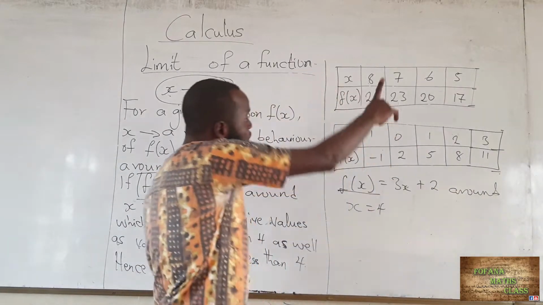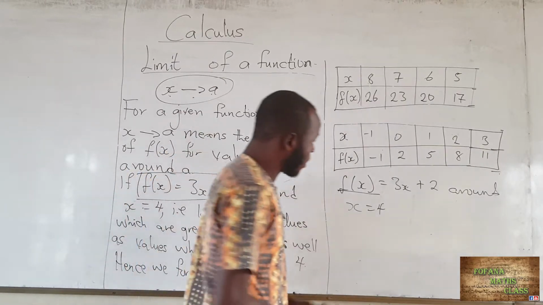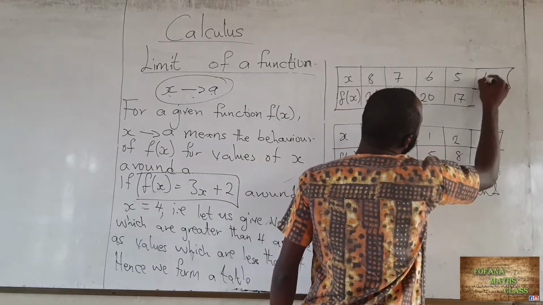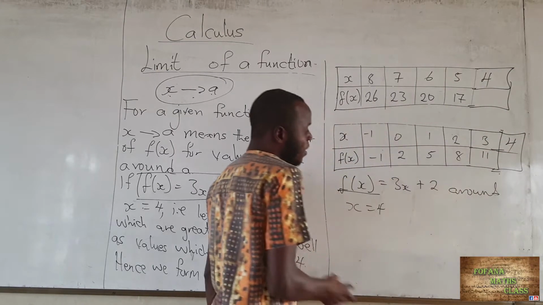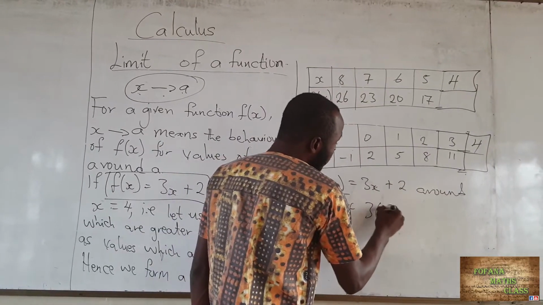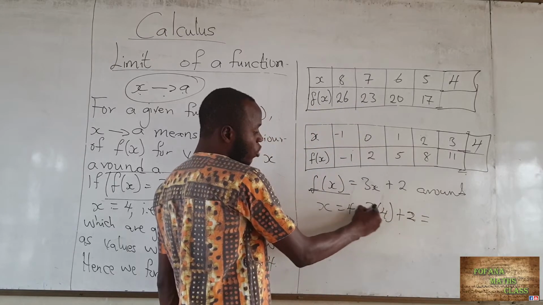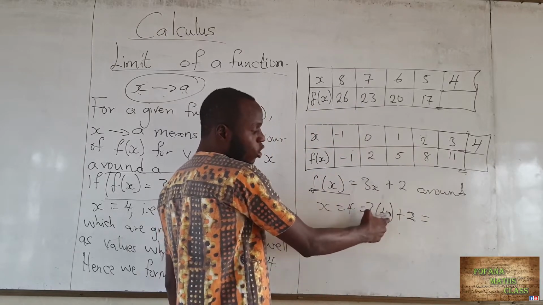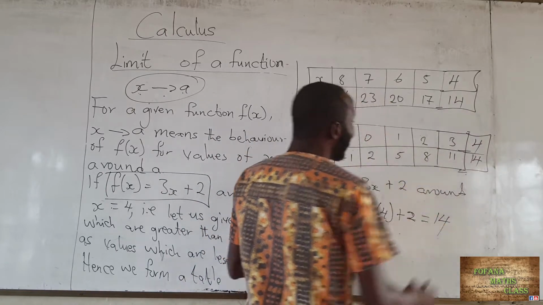Now let's see, from the first table, if x should get to 4, what will happen? In the first table we have x to be 4, and in the second table too we have x to be 4. Since they are both for the same function, when you insert 4 into f of x, 3 times 4 will give you 12, plus 2, you have 14. So you have 14 here and you have 14 here.